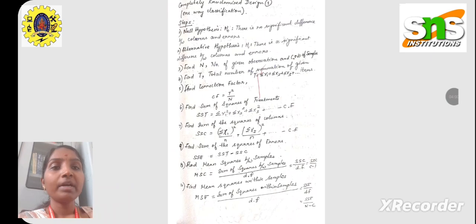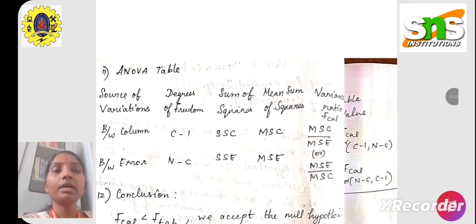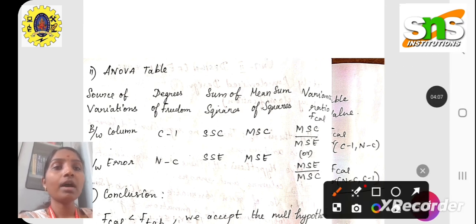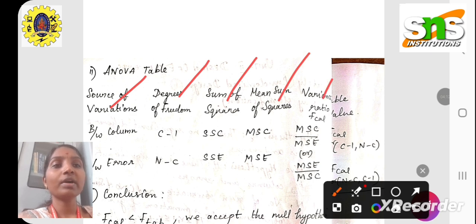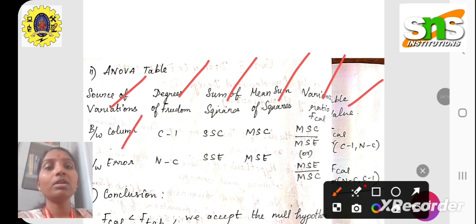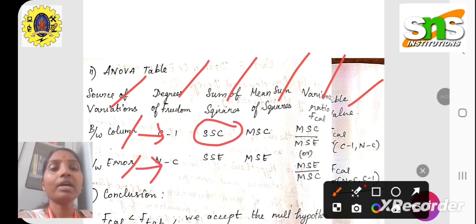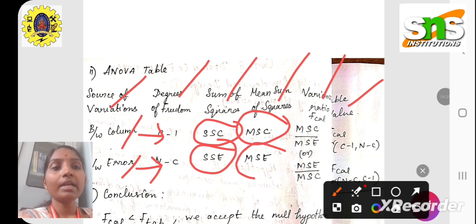Now we will be moving on to the major step, which is our ANOVA table. The ANOVA table looks like this, and the columns are denoted here. The first one is source of variations, degrees of freedom, sum of the squares, mean sum of the squares, variance ratio, which we will find using the F test, and the table value. Since it is a one-way classification, we will have the columns and the errors alone. Degrees of freedom corresponding to the column is c minus 1, corresponding to the error is n minus c. And the sum of the squares, which we have calculated in the steps, are SSC and SSE. And also the mean sums of the squares we have calculated in the steps, which are MSC and MSE.